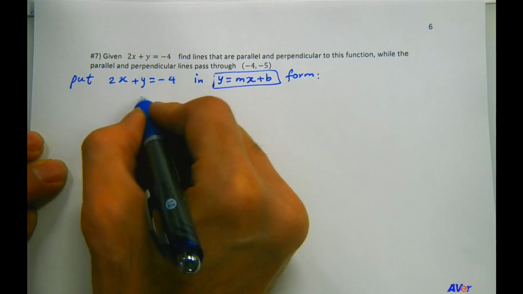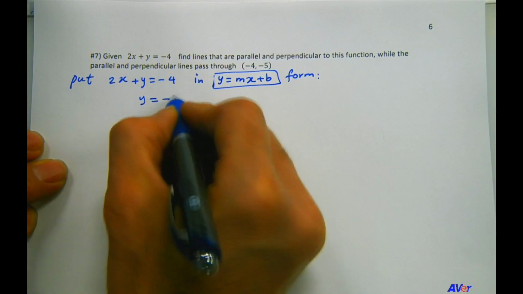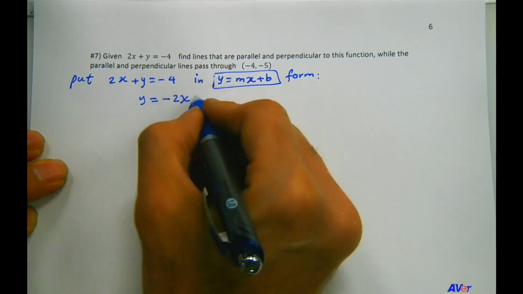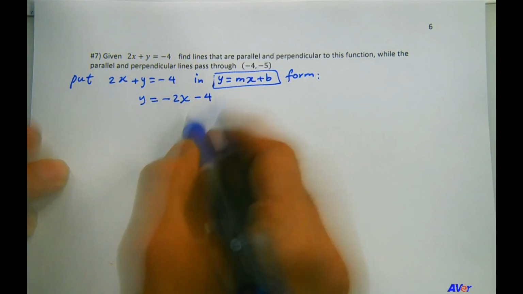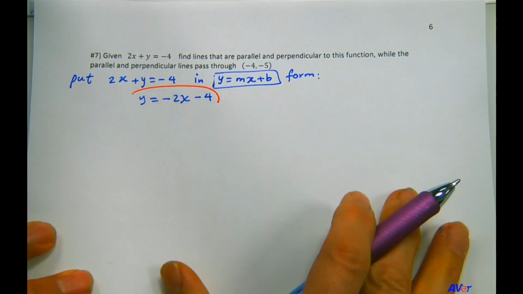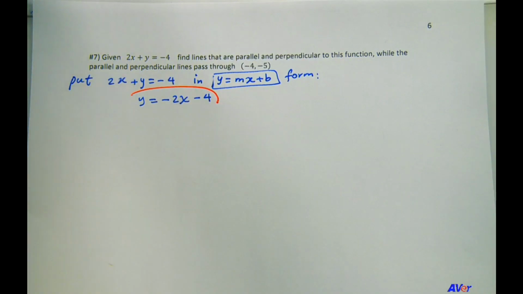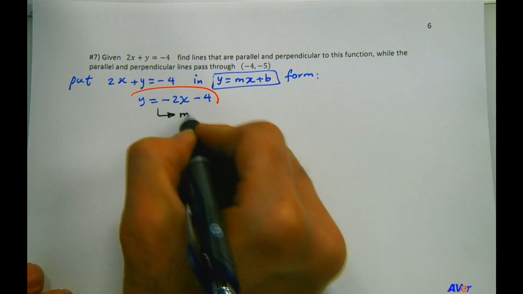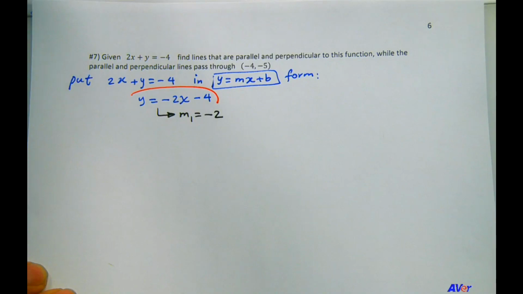So that would be y equals, move the 2x to the other side, minus 2x. It was positive. When you move it, it becomes minus 2x, minus 4. Okay? So here it is. There we have it. Now, what is the slope of this line? It is, so m1, let's call it m1, is equal to minus 2.